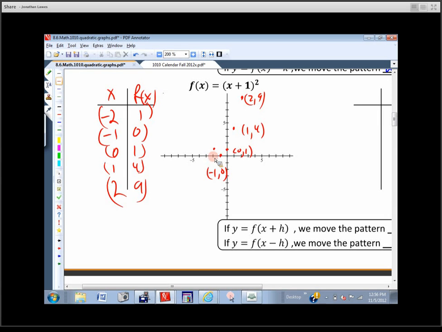Over 1, up 1 squared. What if I went over 2? What's my new x coordinate? Careful, over 2, -3. Up, how far? Up 2 squared. So this would be right here. So that would be the point -3, 4. This is what my graph looks like.